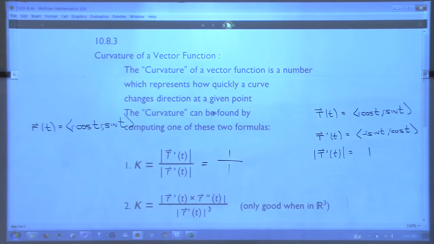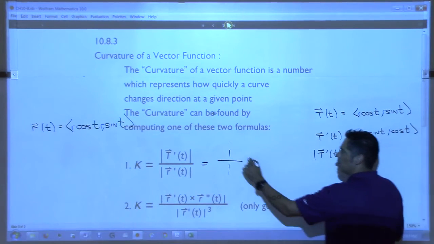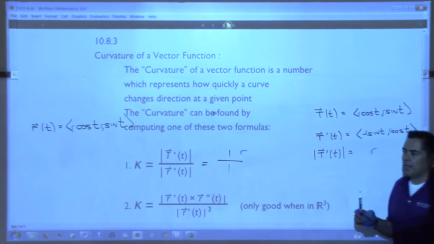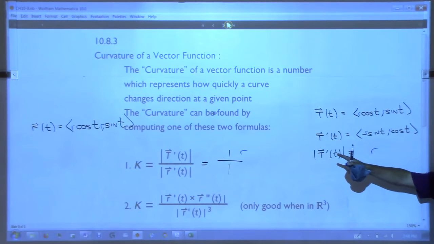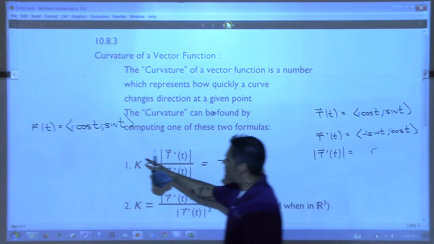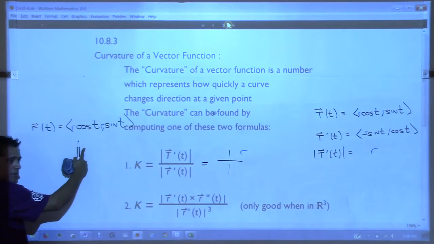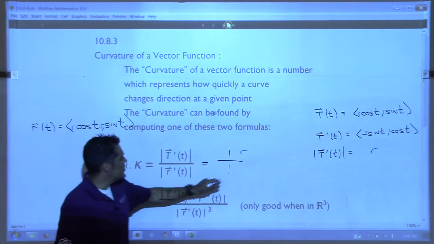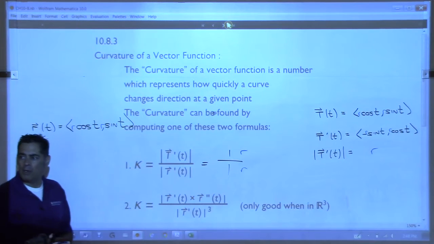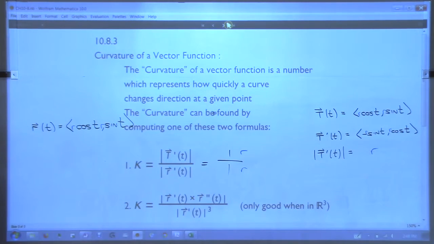And then what would the length of this thing be? It would be r, right? So the top would be r. And then what about the length of the derivative of that thing over there? So we take the derivative of this, and then take the magnitude. It would also be r, wouldn't it? So our curvature would be 1. It's kind of strange.